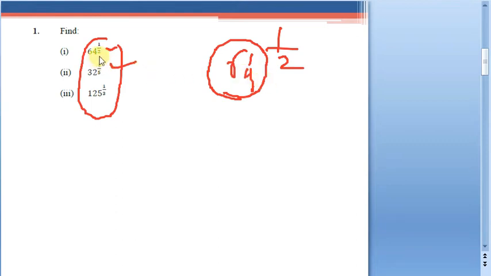Let us take an example. Suppose first example, 64 whole power 1 by 2. Take this 64. This can be done in two ways. Directly you can express it as a power of 8, so 8 square whole power 1 by 2.